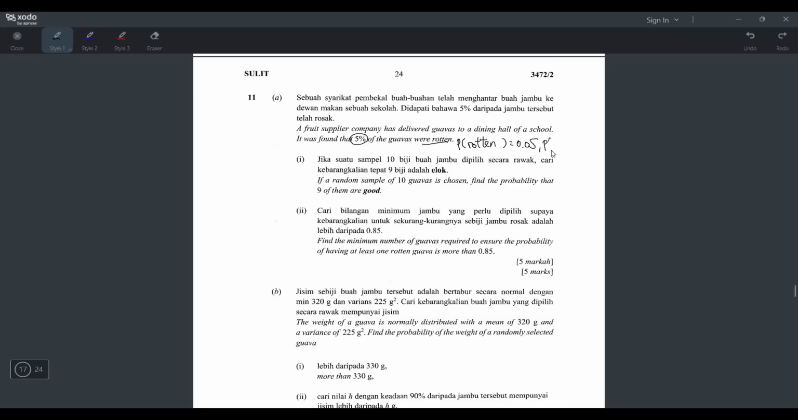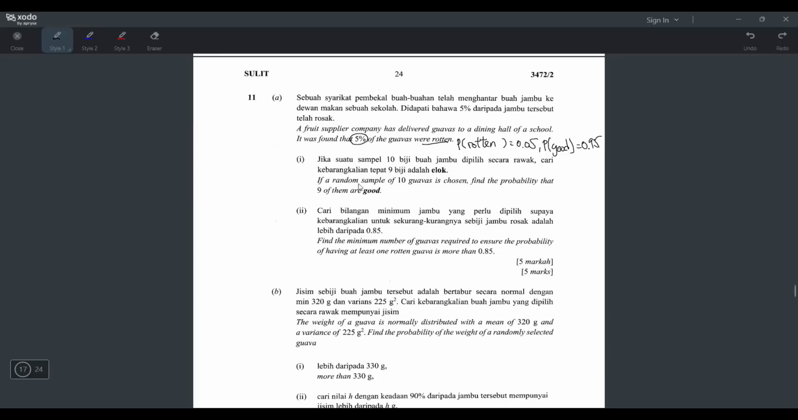Then can you tell me what's the probability of good? It means the not rotten one, the good one. It will be 1 minus 0.05, which is 0.95. So remember, for this chapter, if they give you probability, you always find the other probability. Just take 1 minus. Right? So if this is the probability of rotten, then the opposite one, the other side, the other probability will be the not rotten one, the good one. Right? Okay. I think I already know this. Okay, let's finish reading the question first.